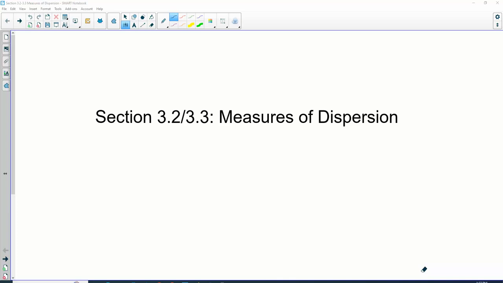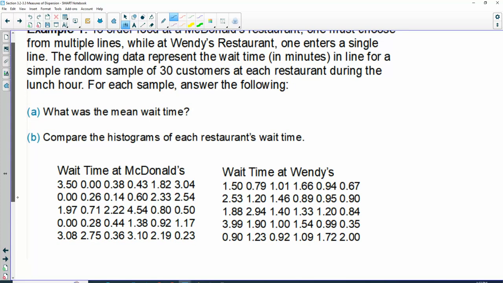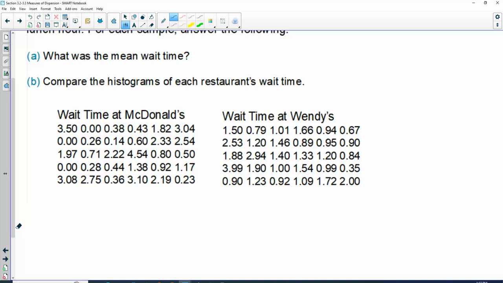We're actually just going to jump in with an example to start. So this one says, to order food at a McDonald's restaurant, one must choose from multiple lines, while at Wendy's restaurant, one enters a single line. The following data give the wait times for a simple random sample of 30 customers at each restaurant during the lunch hour. So we want to give the mean waiting time for each of these.